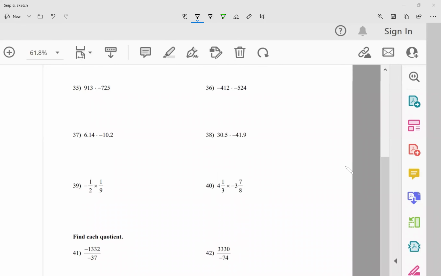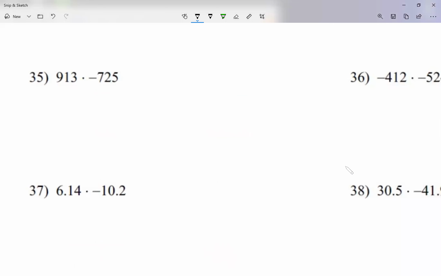All right, let's do a quick review of multiplication. For my notes again, I use big numbers. In multiplication, for your homework, should be smaller than this. But I'm trying to use big numbers so we can practice with big numbers. So I'm going to work questions 35 through 40.